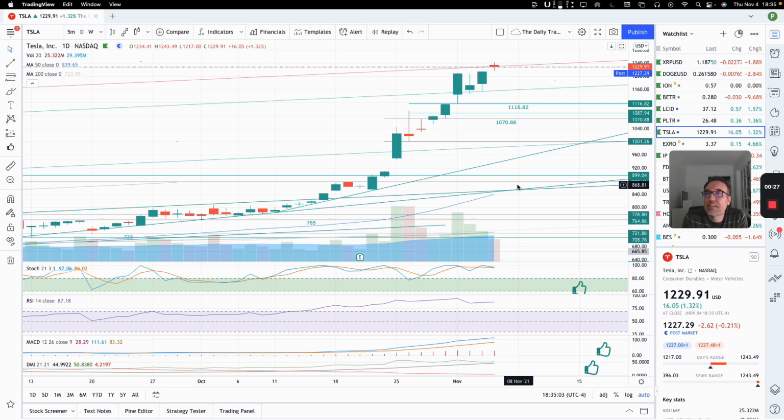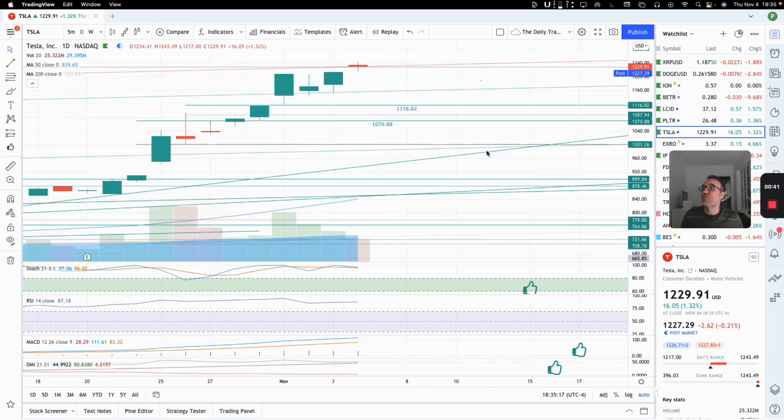We closed at $16.05, up 1.32%. We closed at $12.2991. Post market, we are down just $2.62. So let's look at what we have on the chart.